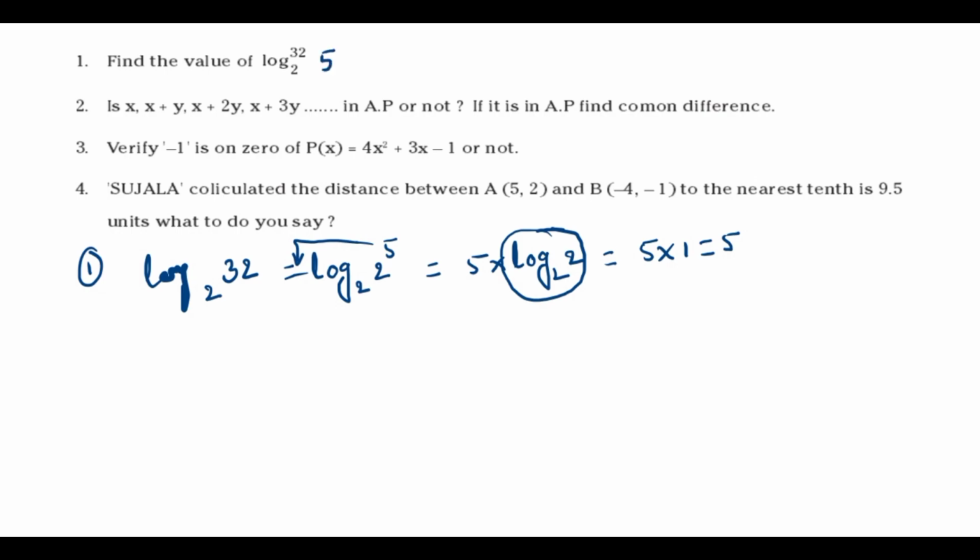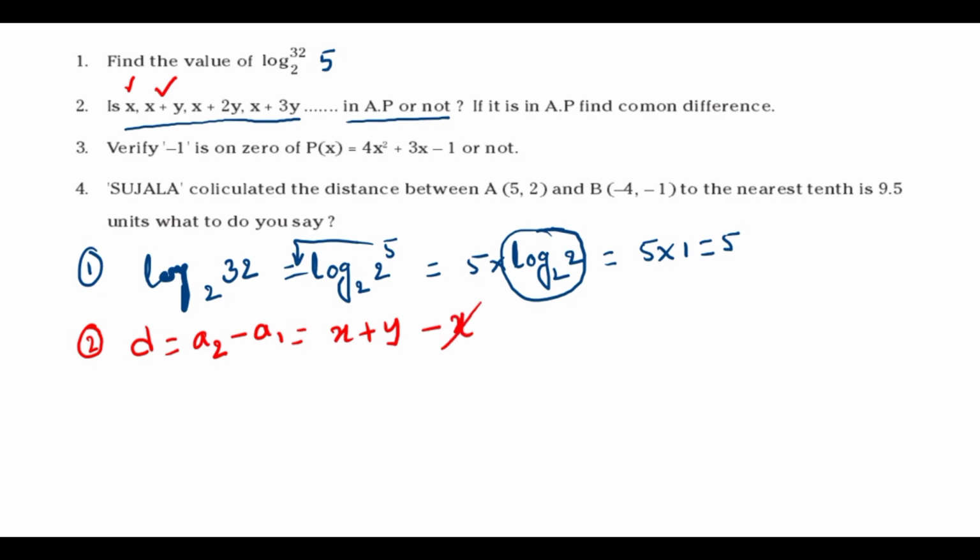Next one: are x plus y, x plus 2y, x plus 3y in AP or not? We should check the common difference d equal to a2 minus a1. What is a2 here? That is x plus y. So a2 minus a1 is x plus y minus x. The x gets cancelled and you get y. Similarly, we check a3 minus a2. So what is a3 here?